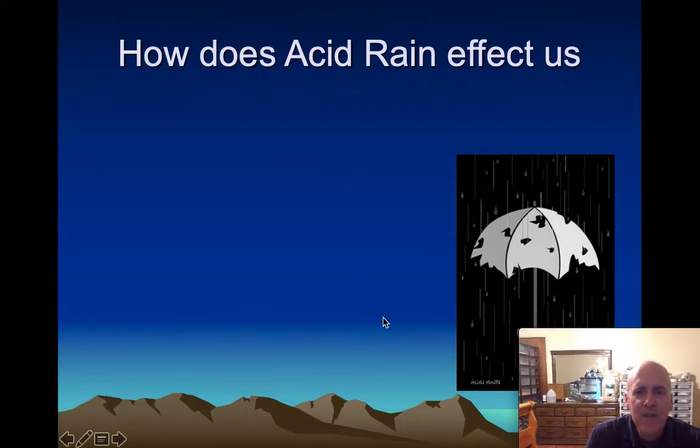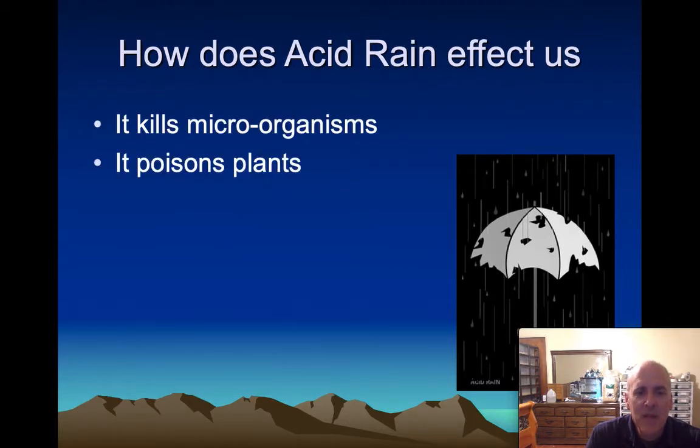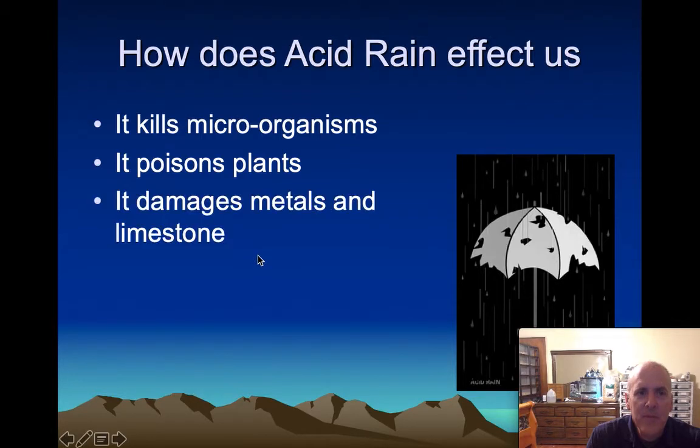So how does it affect us? It does not do this. It doesn't melt your umbrella. But it does kill microorganisms. It poisons plants. It actually interferes with their ability to uptake nutrients from the soil. It damages metals and limestone. It kills fish. A lot of fish are very sensitive to pH, and acid rain can change the pH of the water they're swimming in.